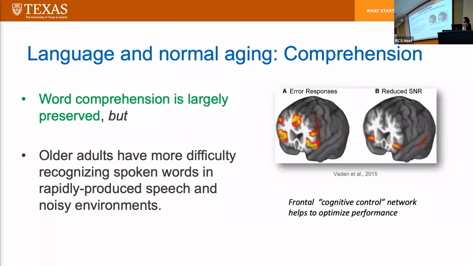Or when speech is produced really rapidly, older adults have a harder time processing words. And we see changes at the level of the brain, suggesting that in these noisy or difficult listening conditions, we have regions in the front of the brain that are sort of coming online to help us to perform that task in the older brain. And so these are regions that are less active in younger people in these difficult listening conditions. And we think these regions are important cognitive control regions.